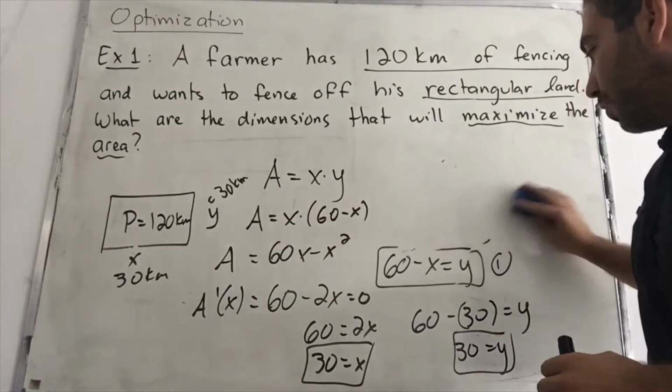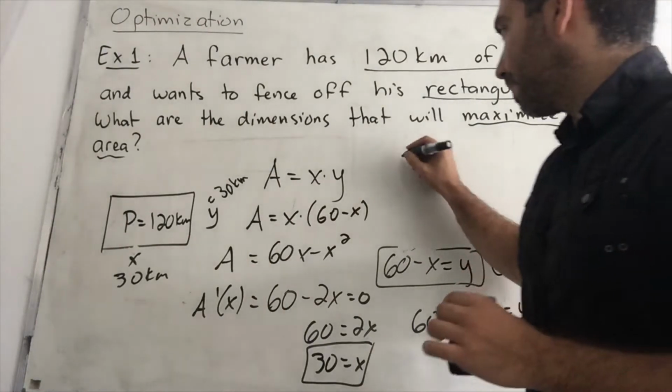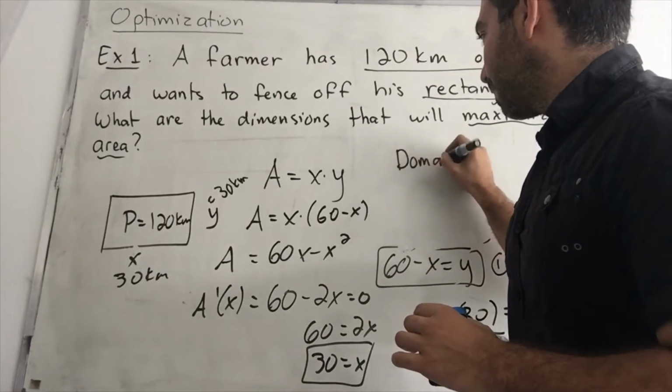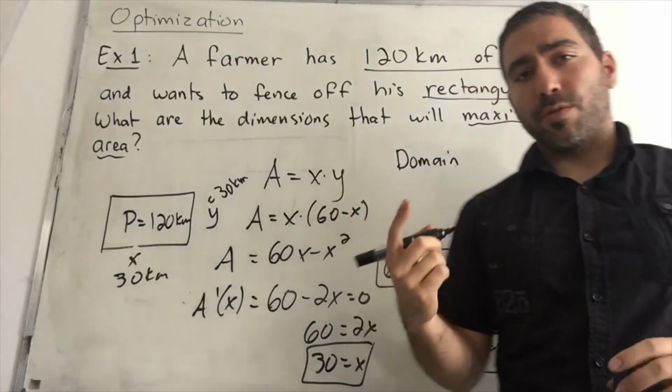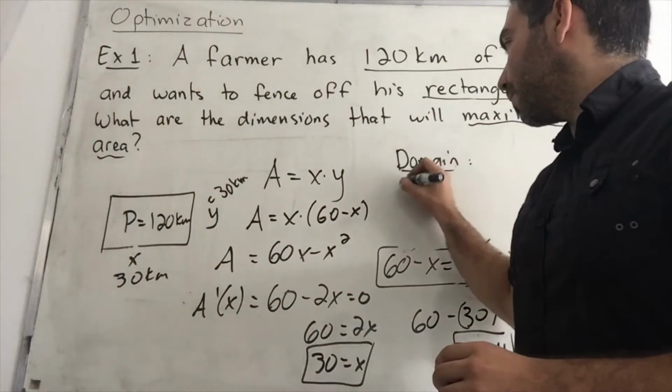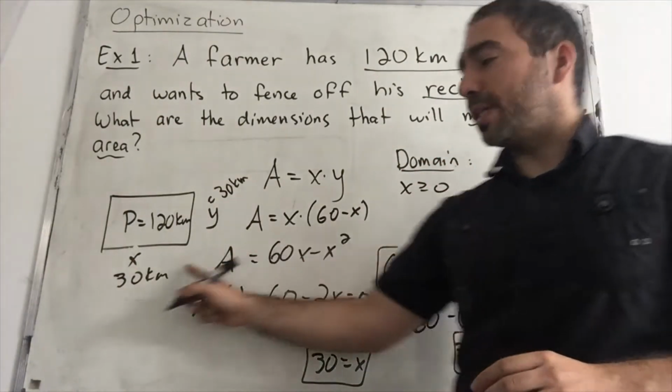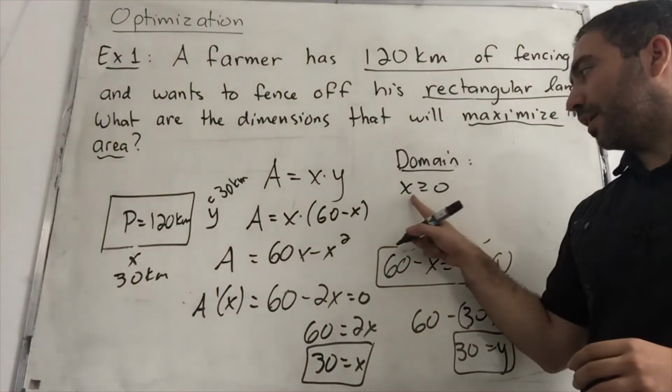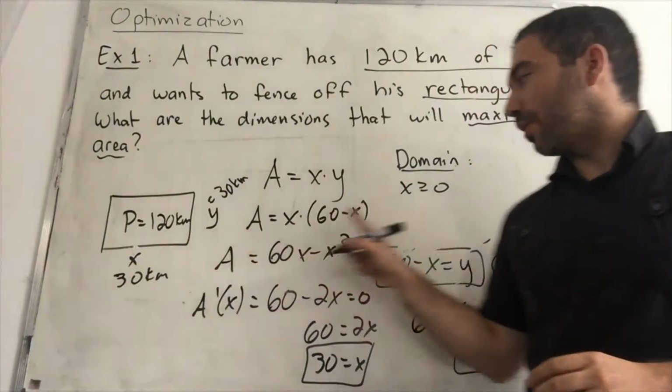So let's check the domain. First things first, we're talking about distance. So x has to be greater than 0, right? We can't have a negative distance. Equal to 0 doesn't really make sense, but for now, I'll keep that.